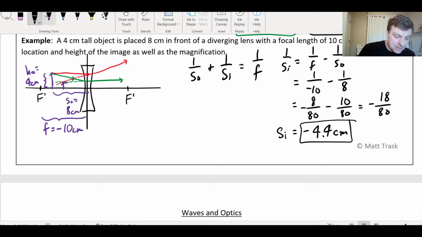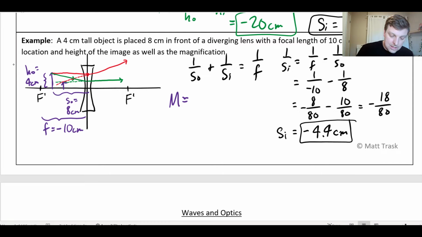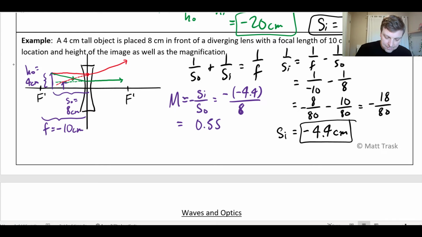All right, my magnification next up. So magnification is going to equal the image distance divided by the object distance, but negative. And so I'm going to get negative of negative 4.4 over 8. And I get a magnification of right around 0.55. And that number makes sense to me because the magnification should be less than 1 because my image should be small.